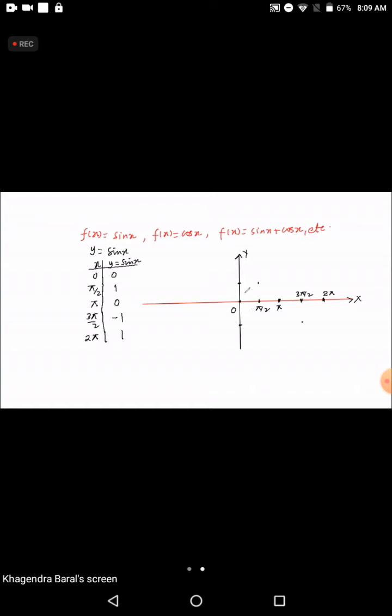By using the reference of these points, we can draw the graph of the function y is equal to sin x. Let us take this as the curve of y is equal to sin x from 0 to 2 pi, 0 to 360 degrees. Beyond 360 degree, if you again draw the graph, then the values repeat.